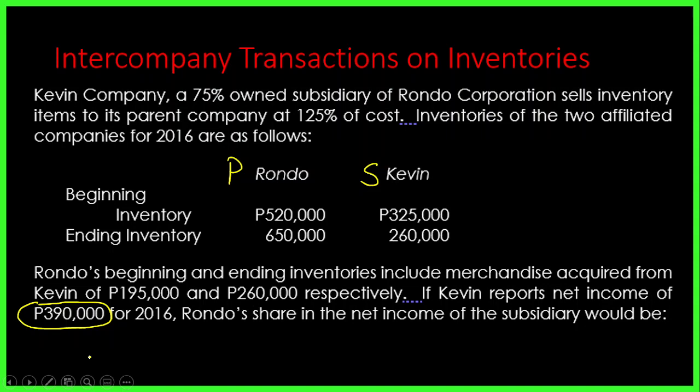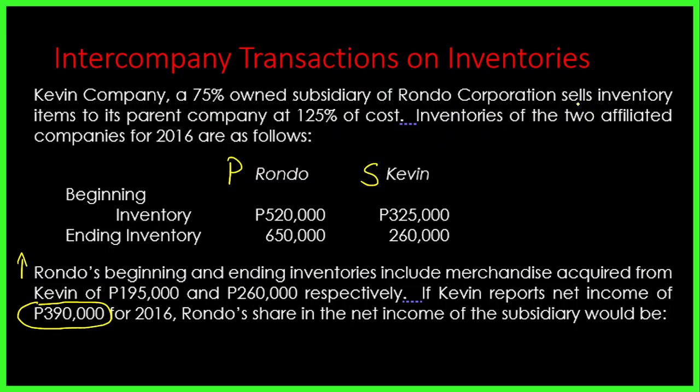So dito, Rondo. The beginning and ending inventories include merchandise acquired from Kevin. So this is an upstream sale. Actually sinabi rin niya dito, Rondo Corporation sells inventory items to its parent. Wait lang, parang nagkabaliktad. Kevin Company owns 75%. Ay, a 75% owned subsidiary. Tama. So, eto si subsidiary. Eto po pala si parent, diba? Subsidiary of Rondo.